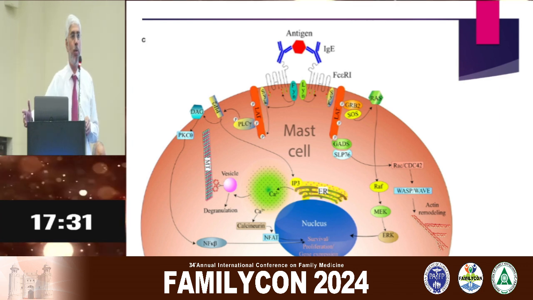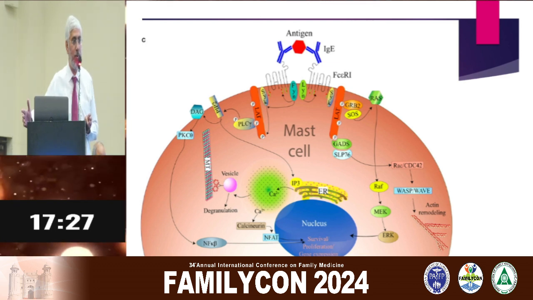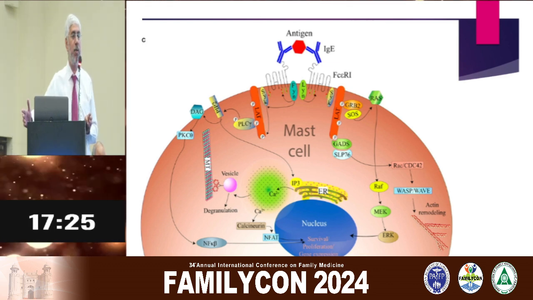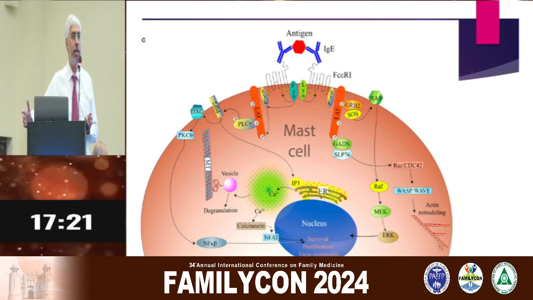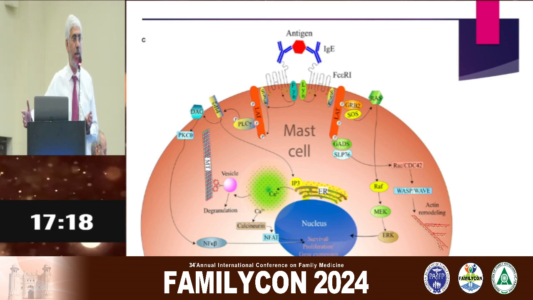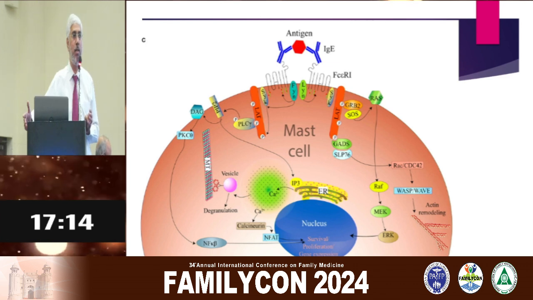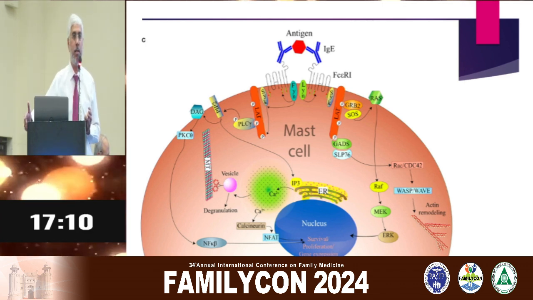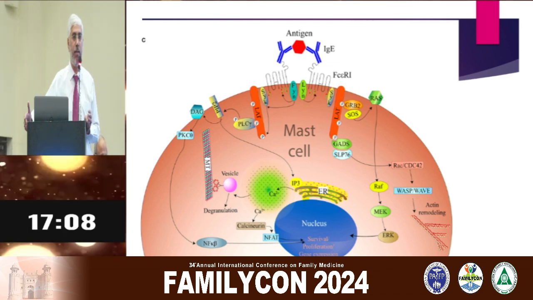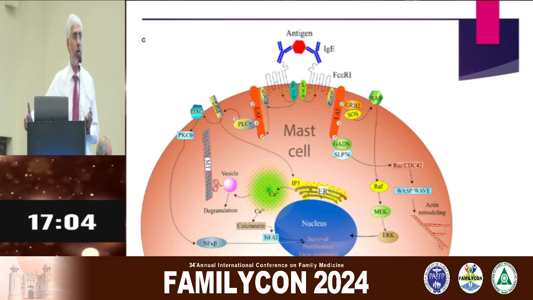So first step is to remove antigen. Second step is to destroy IgE by using anti-IgE monoclonal antibodies. And the third step is inhaled steroids. Inhaled steroids stop the binding of IgE with these cells. This is the mainstay of treatment in bronchial asthma.